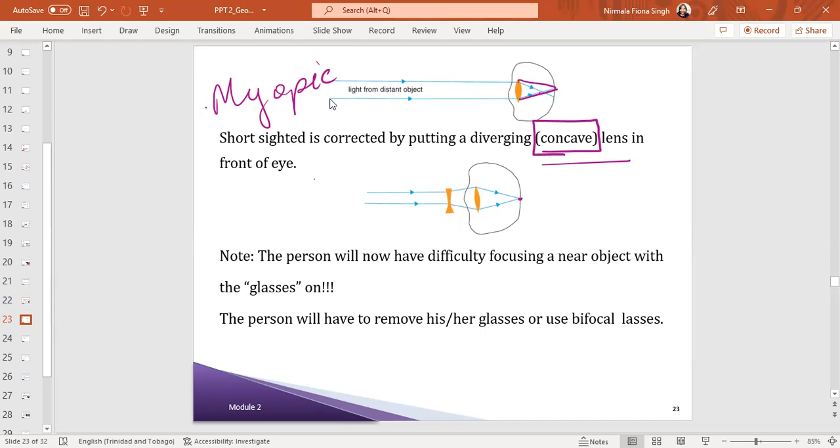Note, the person will now have difficulty focusing on a near image with their glasses on. Sometimes people who have very strong lenses that need to see far find it difficult to read up close, because that lens is meant to push the light rays as far away as possible.